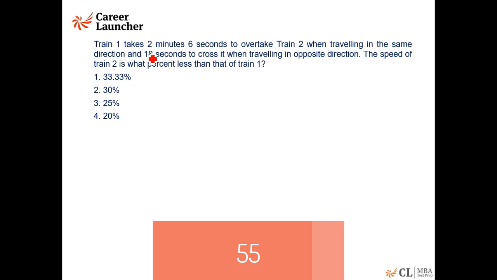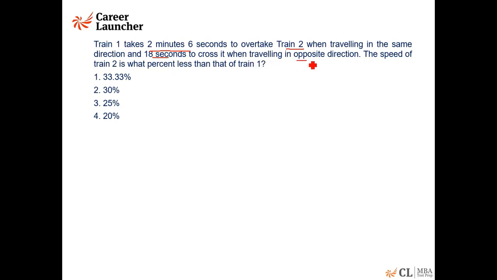Train 1 takes 2 minutes 6 seconds to overtake train 2 when traveling in the same direction, and 18 seconds to cross it when traveling in the opposite direction. The speed of train 2 is what percentage less than that of train 1? Now let me say train 1 has a speed of x meters per second, train 2 has a speed of y meters per second. So when train 1 is trying to overtake train 2, the speed will be x minus y, the relative speed, and when they are traveling in opposite directions, the speed would be x plus y, right?